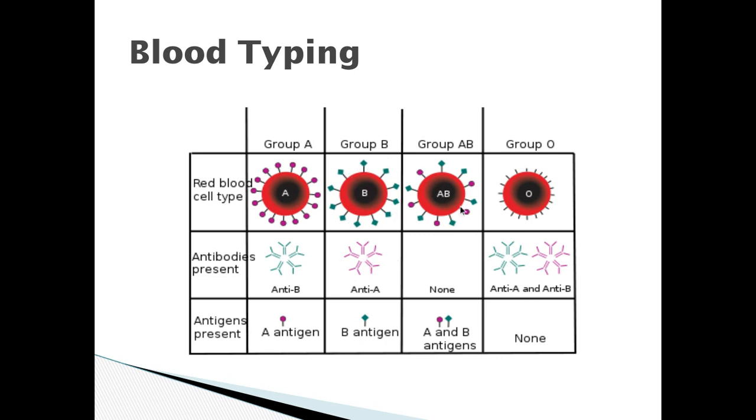You still cannot get it from AB because a person with AB blood has both A and B antigens. So even if a person with AB blood gave blood to a person with B blood, the person with B blood would still attack this red blood cell because there are A antigens on it. So when we talk about universal donors and universal recipients, the universal recipient would be AB positive because they have no antibodies. The person who is O negative would be the universal donor because it has no antigens.